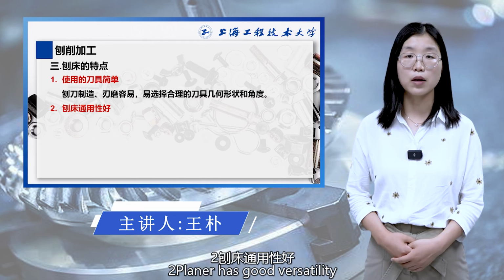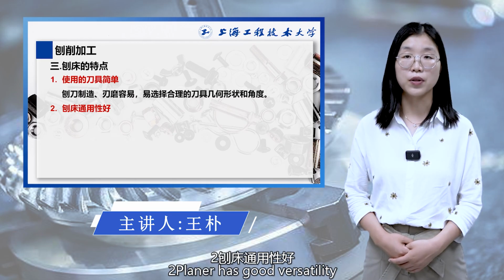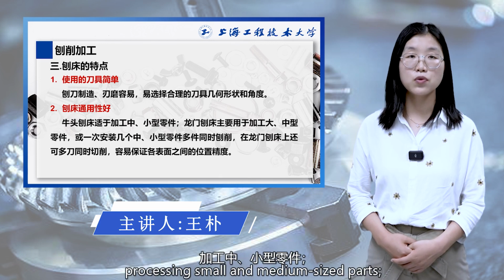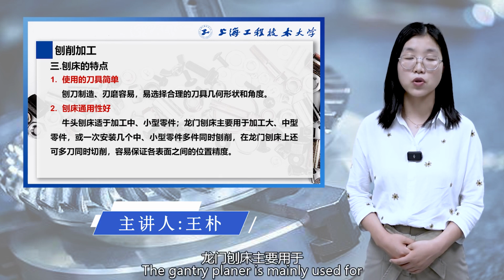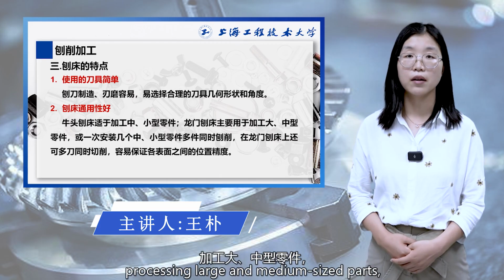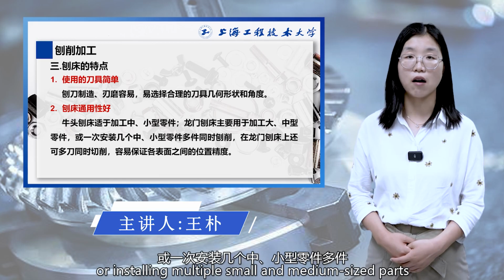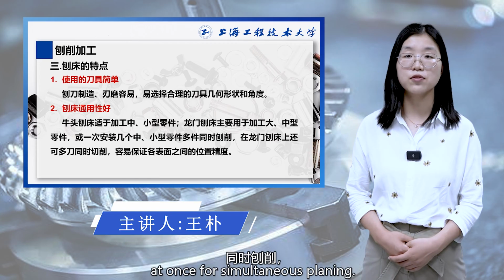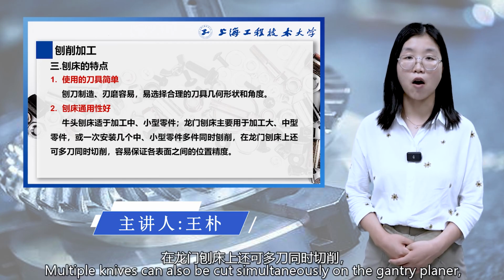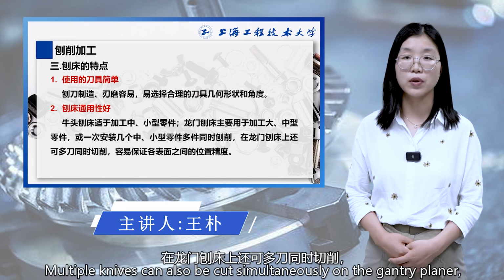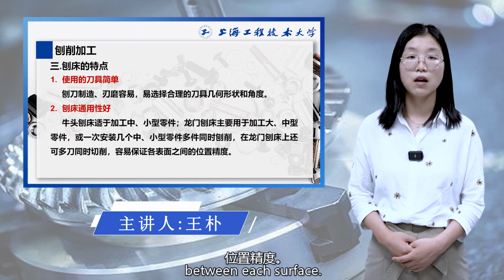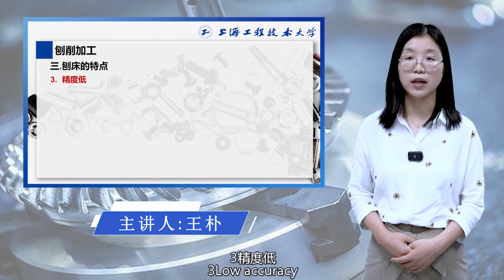Second, planing has good versatility. The bullhead planer is suitable for processing small and medium-sized parts. The gantry planer is mainly used for processing large and medium-sized parts or installing multiple small and medium-sized parts at once for simultaneous planing. Multiple tools can also be cut simultaneously on the gantry planer, which easily ensures the positional accuracy between each surface. Third, low accuracy.